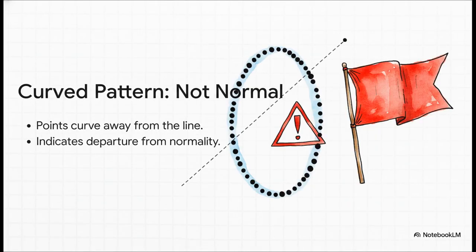But what if you don't see that? If you see a clear, obvious curve, where the points are all bending away from that imaginary straight line together, that, my friends, is a major red flag. A pattern like that is basically screaming at you that your data is not normal. It's probably skewed in one direction or the other.